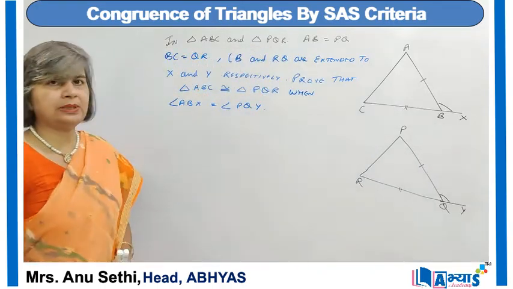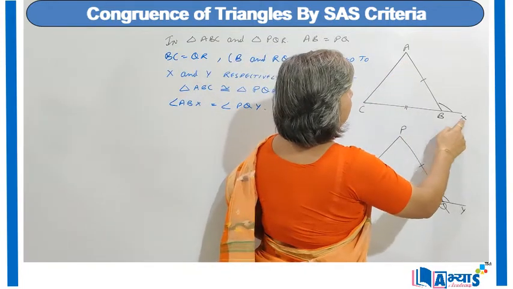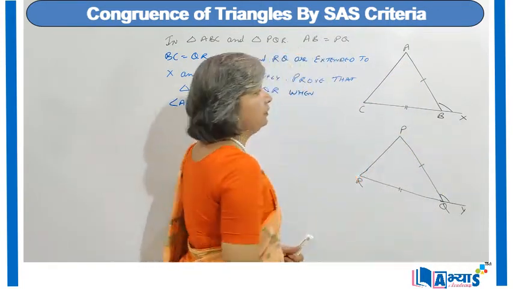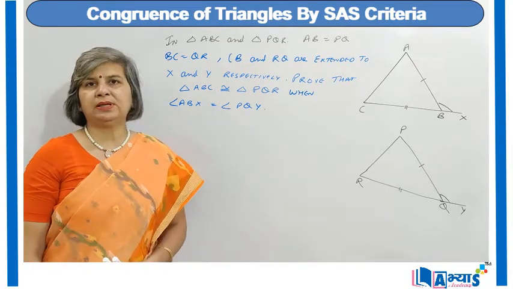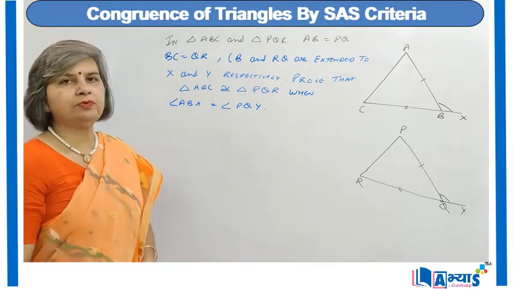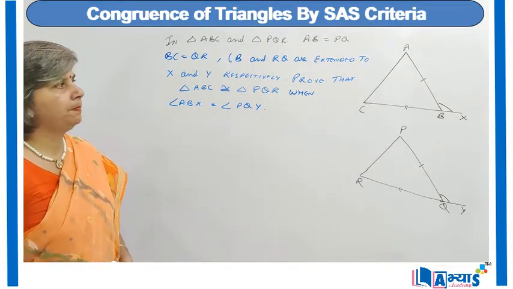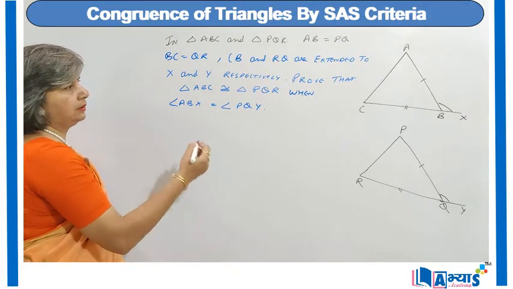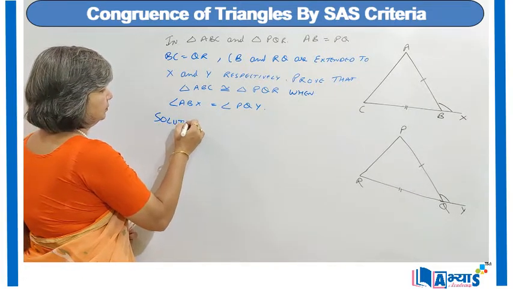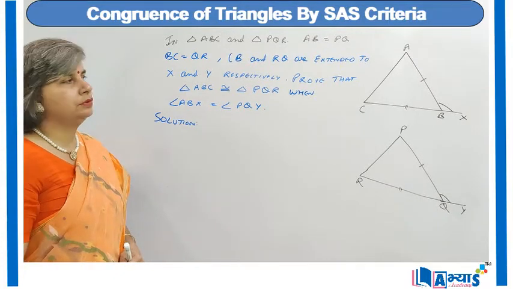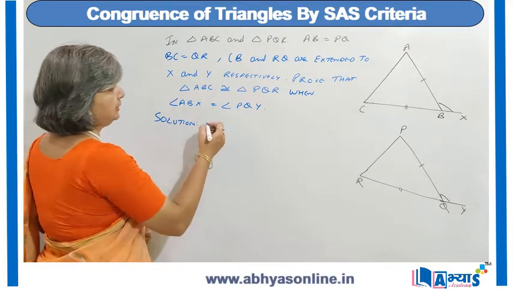That means the two sides are equal, and we are given that angle ABX is equal to angle PQY, where CB has been extended to X and RQ has been extended to Y, and we are supposed to prove that the two triangles are congruent. The solution follows as we know that AB is a ray standing on CX.